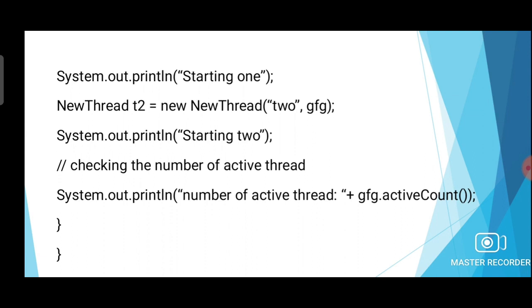Then finally we have a System.out.println statement. In this statement we are going to print the number of active threads. The number of active threads can be obtained with the help of the activeCount method. So we have to mention the object. GFG is the thread group object. So GFG.activeCount will provide the total number of active threads available under the group with the object name GFG. We actually have 2 threads under the thread group, so it will provide the answer 2. The number of active threads is 2.